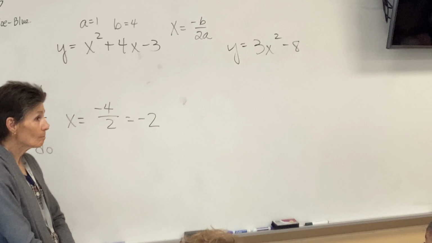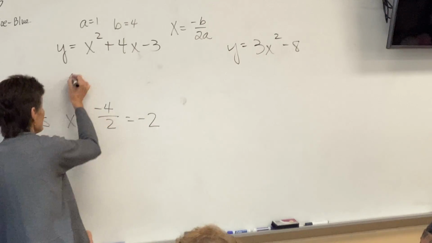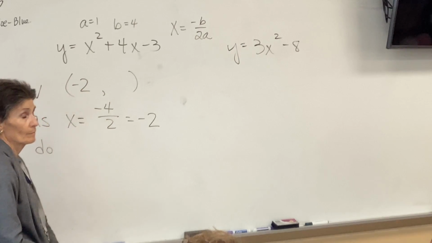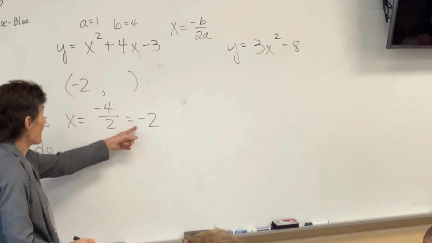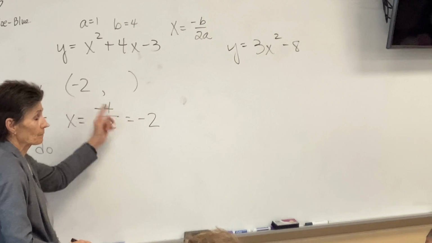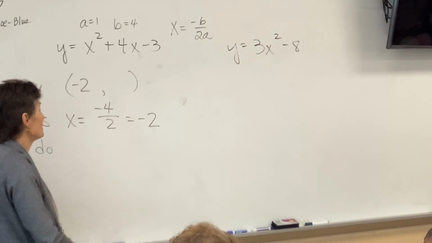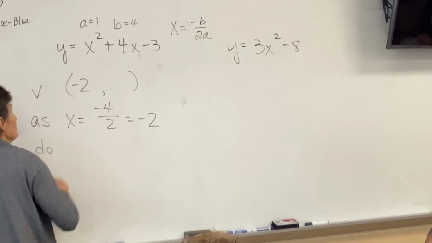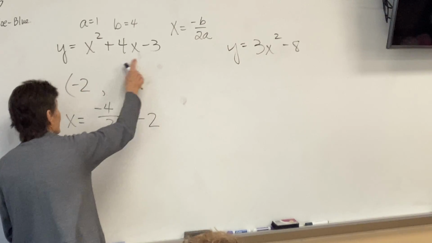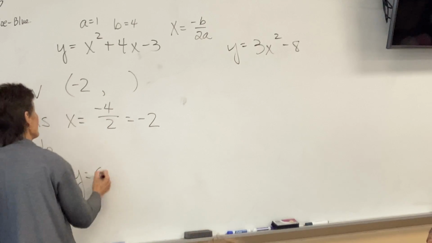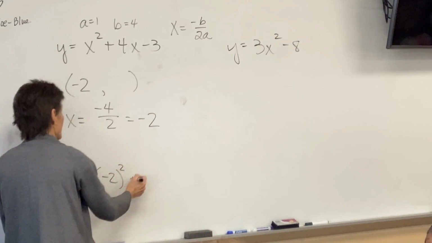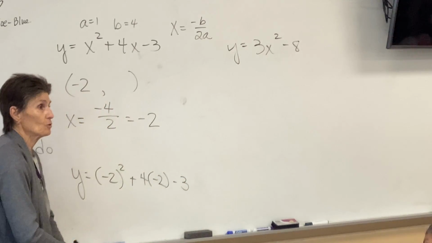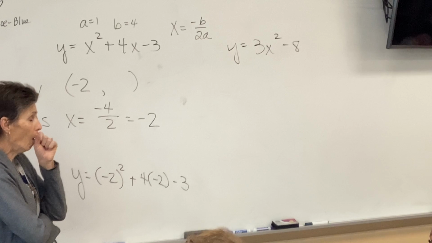What does that tell me about my vertex? X is negative 2. These match, always. And then you still have to find the y. How will we find the y? Plug negative 2 back into my equation carefully. Especially if I'm going to do this on my calculator, I gotta make sure I'm paying attention.